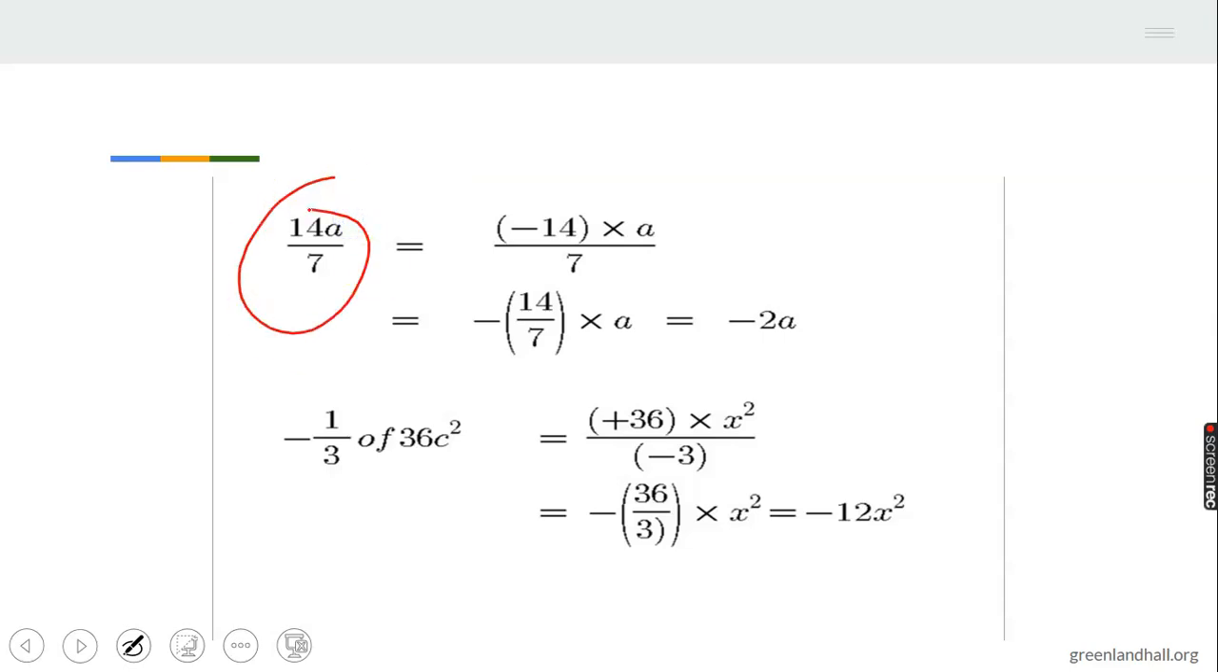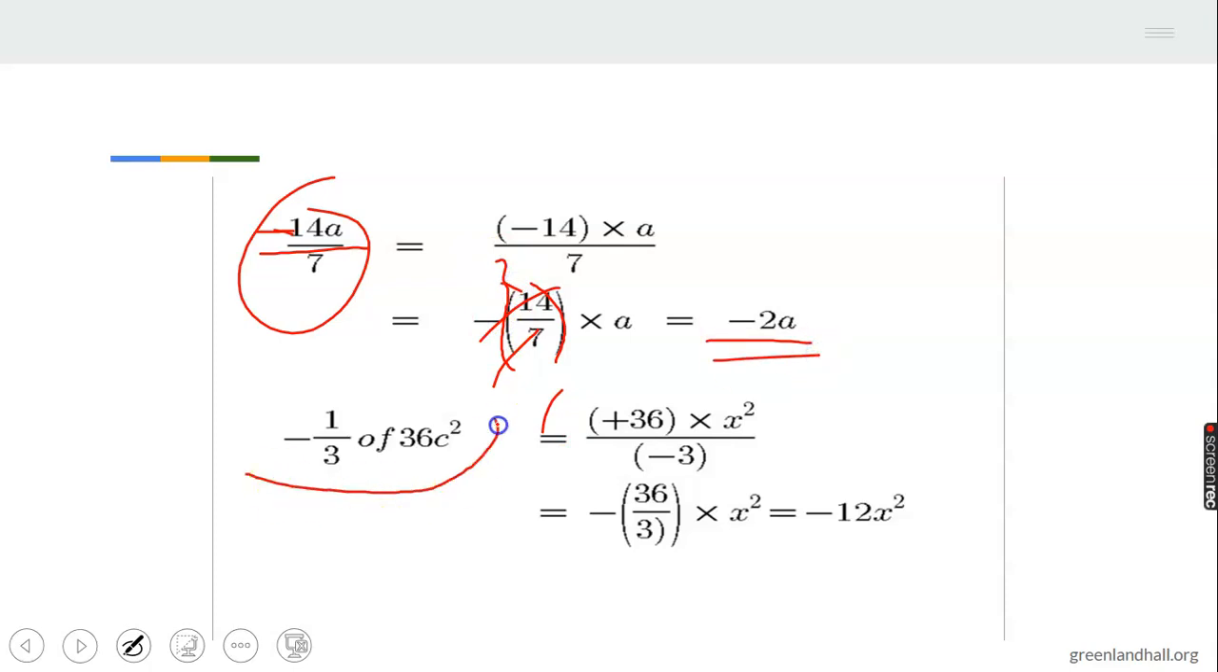Now, another example, 14a divided by 7. You can see, you split it as well. This should be minus 14. Minus 14 times a divided by 7. Now, look at. This is it. Arrange the numbers together. That will be minus open bracket 14 divided by 7 times a. 7 here 1, 7 here 2. That will be minus 2a.